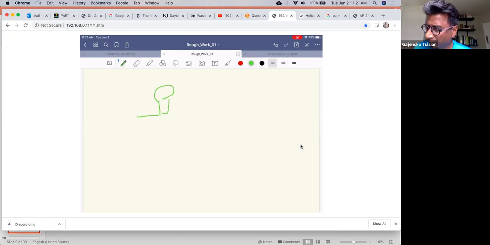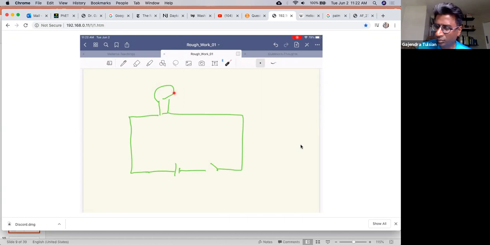Okay. And this is connected to a battery. And here's a switch, okay? And what we're saying is, the instant you close the switch, the battery seems to come on, and the light bulb seems to come on instantly.